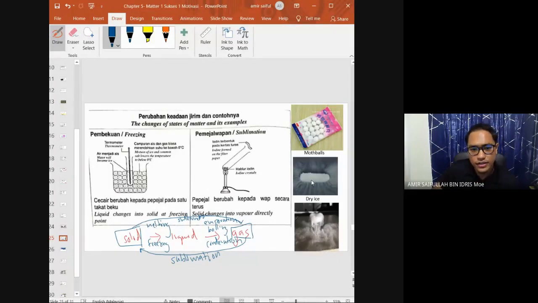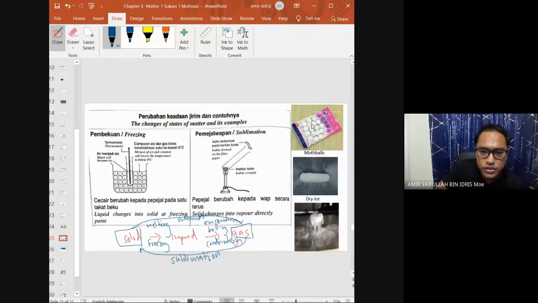An example is dry ice. This is actually a solid, but at room temperature it will quickly change into gas without becoming a liquid. So you can see the dry ice is a solid, but it directly changes to gas without becoming a liquid.